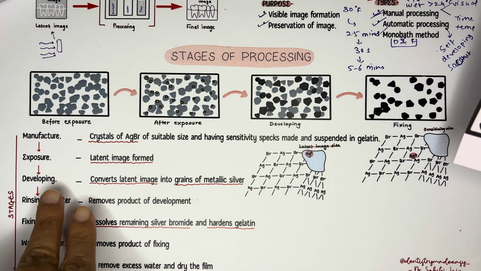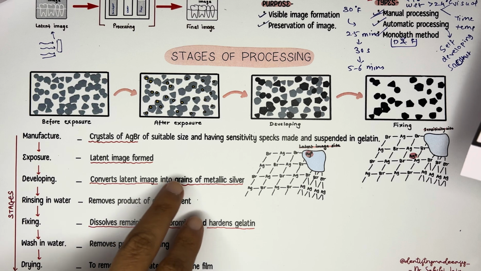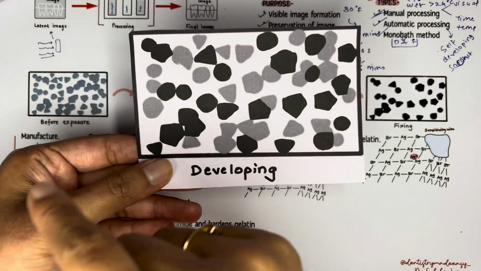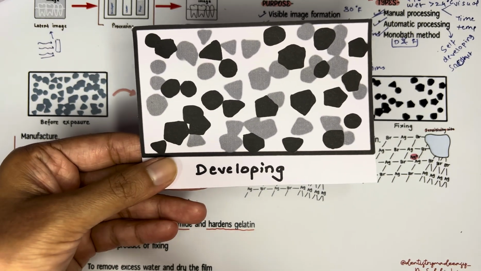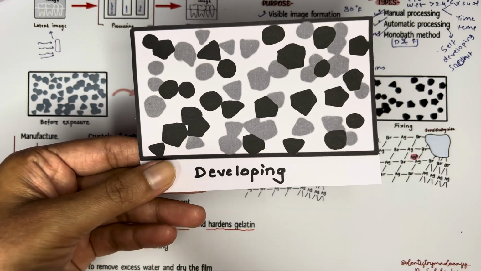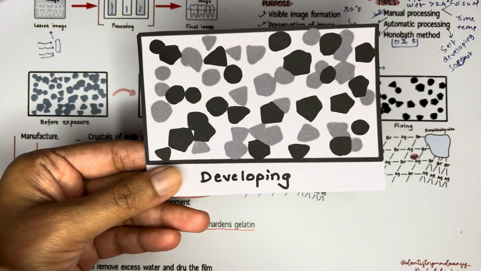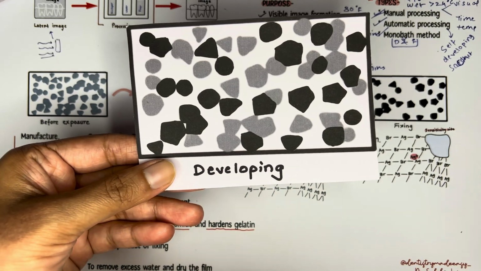So now what does developing exactly do? It converts the latent image into the grains of the metallic silver. As I said, the latent image is nothing but neutral atoms of silver. So what does this developer do? The developer will reduce these crystals of silver ions into metallic silver grains, and that will lead to the formation of the diagnostic image.